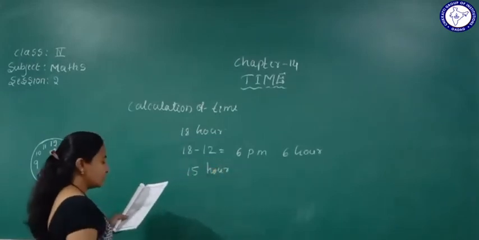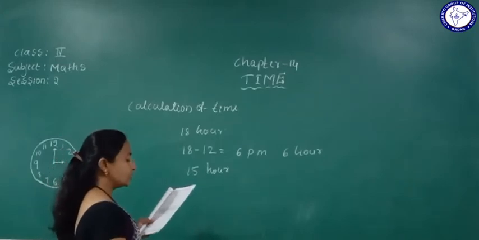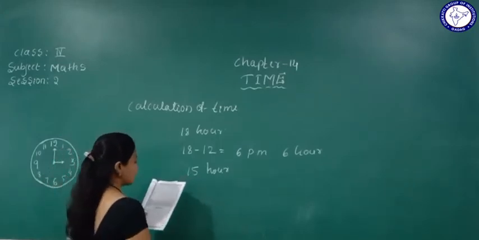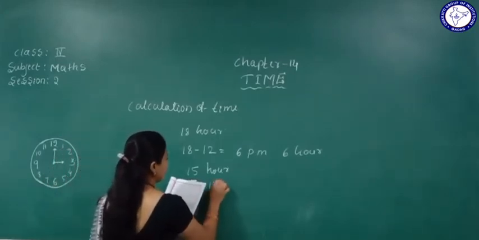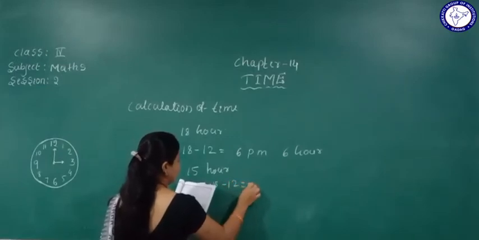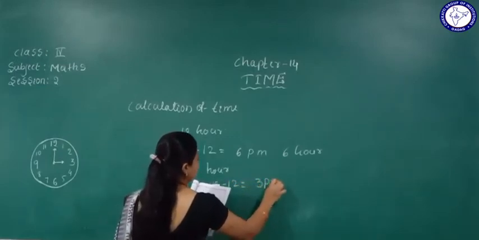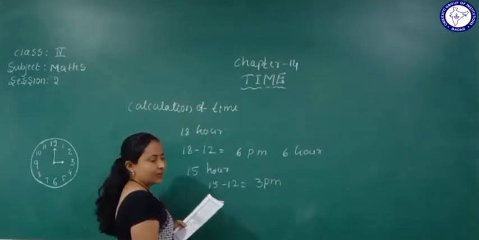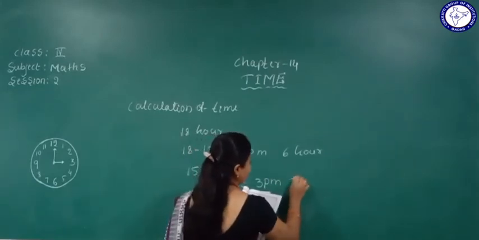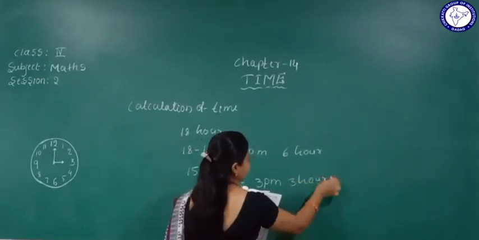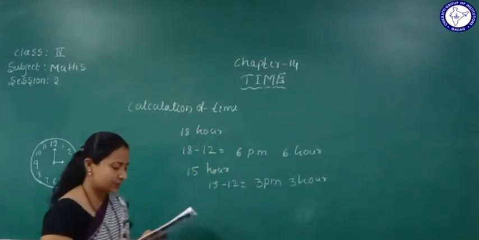So here we will be converting to a 12-hour clock. So what do we do here? 15 minus 12. So we get the answer 3 PM. It means post meridian. You can call it 3 hour. Understood this one? Okay.